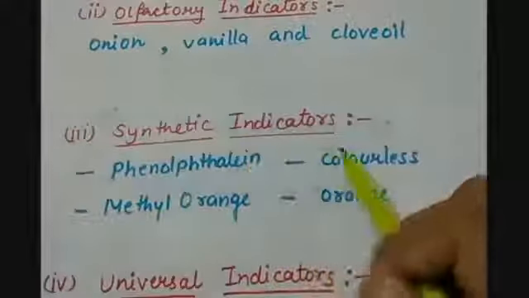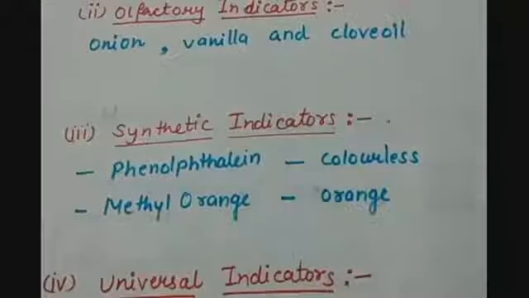Phenolphthalein is a colorless liquid, and it remains colorless in case of acids, but when a base is added to phenolphthalein, or phenolphthalein is added to a base, then it turns pink. Whereas methyl orange is orange in color, but when an acid is added to it, it turns red, and when a base is added to it, it turns yellow. So the synthetic indicators also identify or indicate the nature of the medium.